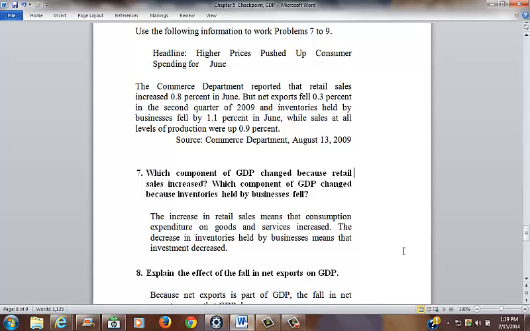Question 7. Which component of GDP changed because retail sales increased? Which component of GDP changed because inventories held by businesses fell? The increase in retail sales means that consumption expenditure on goods and services increased. The decrease in inventories held by businesses means that investment decreased.